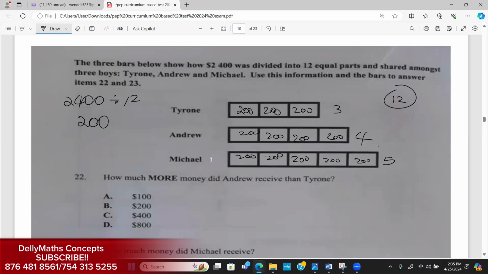All right. So you could see this man gets 600. This person gets 800. This person gets 1,000. So we can answer all the questions now. It says, how much more? So we're going to have to subtract. How much more money did Andrew receive than Tyrone? 800 for Andrew minus Tyrone's 600. 200 more. So the answer for that is B.